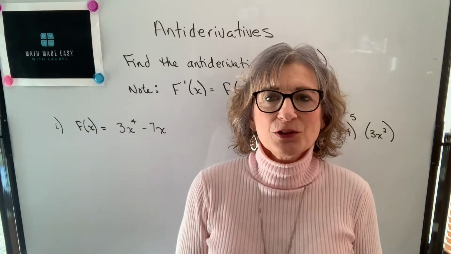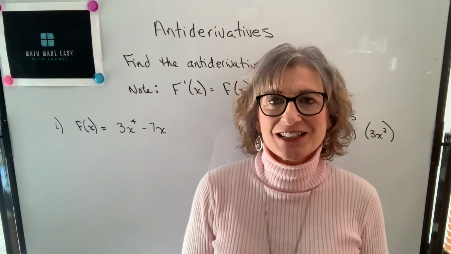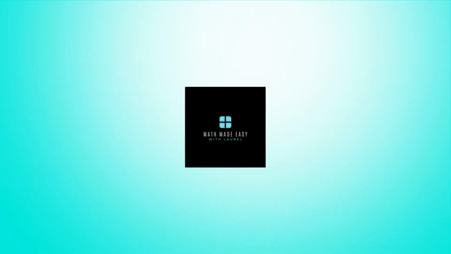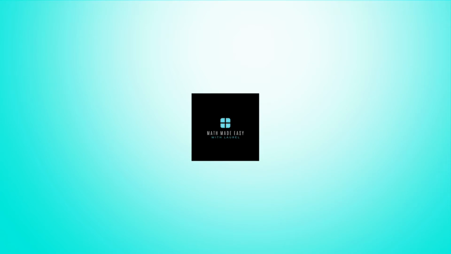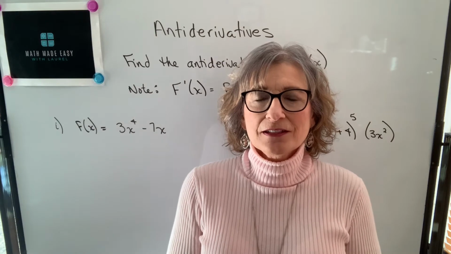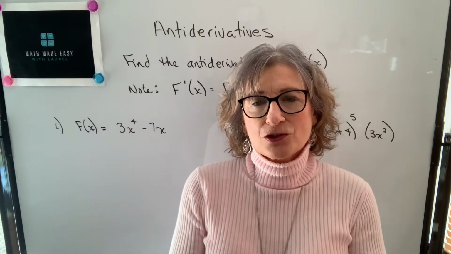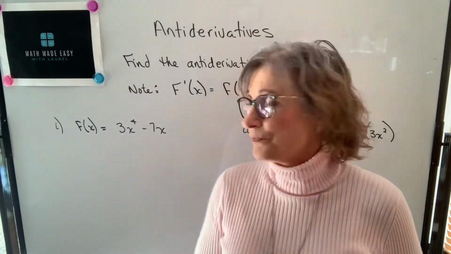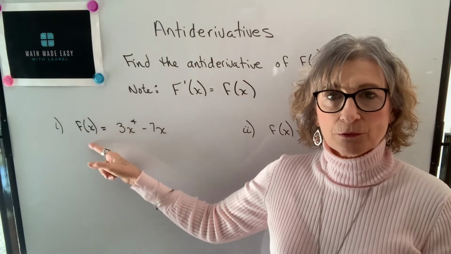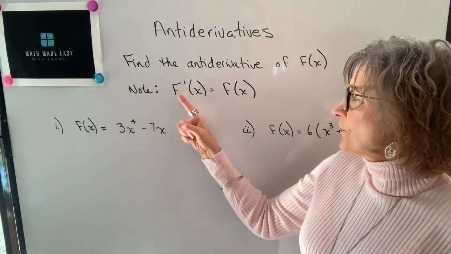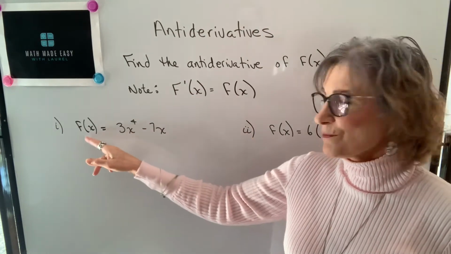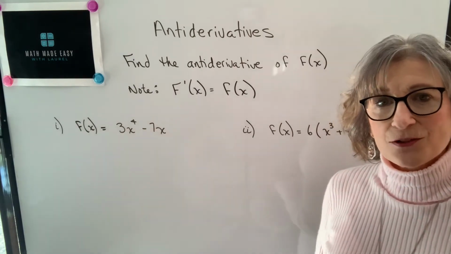I'm Laurel, and in this video we're going to take a look at some more antiderivative examples. In the previous video we talked about what an antiderivative was, and basically it is finding the function when you're given the derivative of the function. So if we're asked to find the antiderivative of f of x, we're going to find what we're going to refer to as capital F of x, understanding that the derivative of capital F of x is equal to small f of x. So given the small f of x, let's find capital F of x, or the antiderivative.